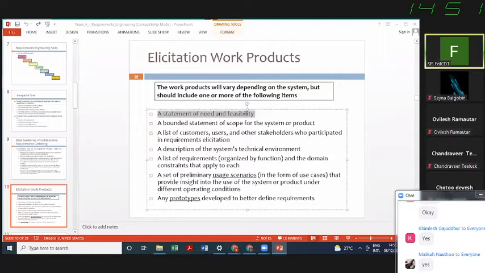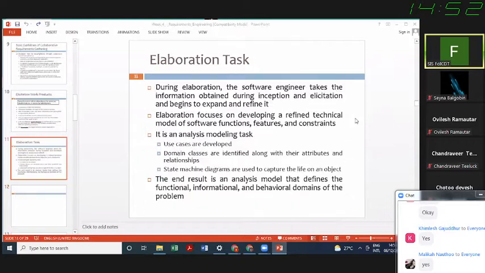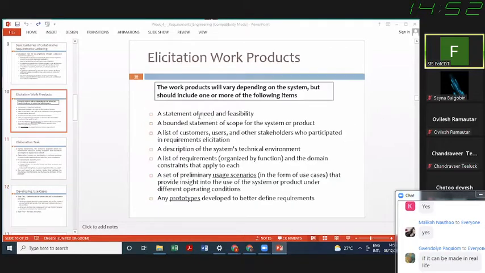What would feasibility mean? Feasibility, what does feasibility mean? So Gwendoline says it can be made in real life. Yes, this is correct.